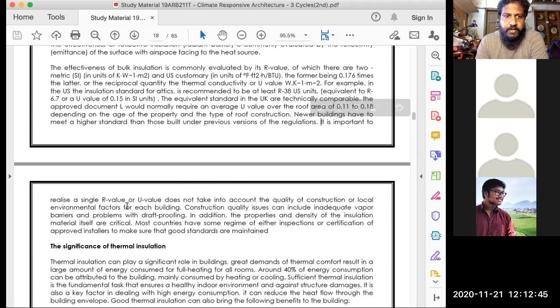It is important to realize that a single R value or U value does not take into account the quality of construction or local environmental factors for each building. The R value and U value alone do not consider the regional climate and the desired temperature we require on the inside. It varies from place to place. So it's not always suggested that low U values are always fine, or a high R value is always fine. It varies from place to place.